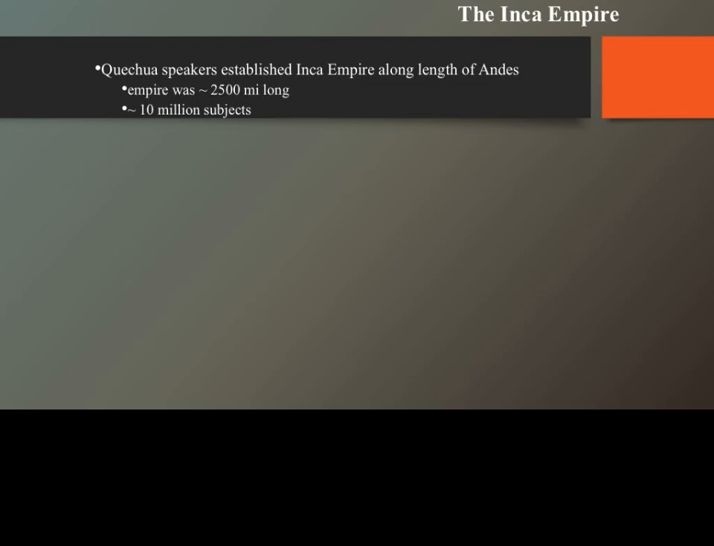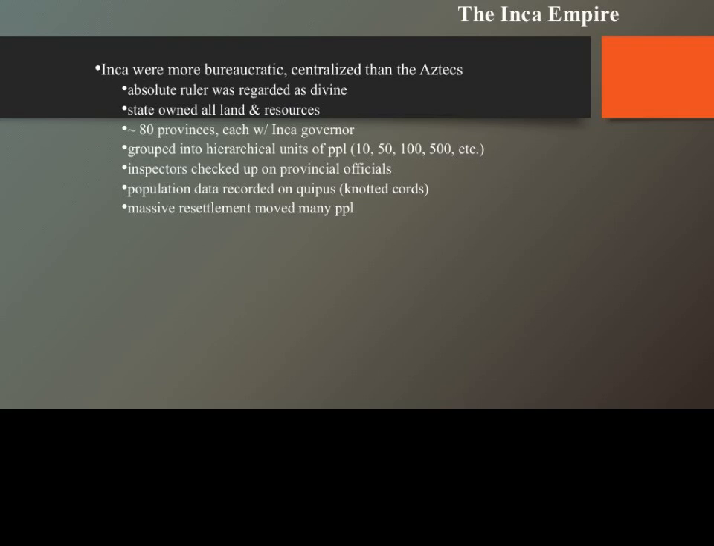The Inca were similar to the Aztec in that they were a small marginal group that came to rule a large empire and used previous precedents to justify their rule, but the Inca had a much larger territory than the Aztecs. And the Inca were definitely more bureaucratic and centralized than the Aztecs. And the emperor was an absolute ruler and was regarded as a divine leader. And the state theoretically owned all land and resources.